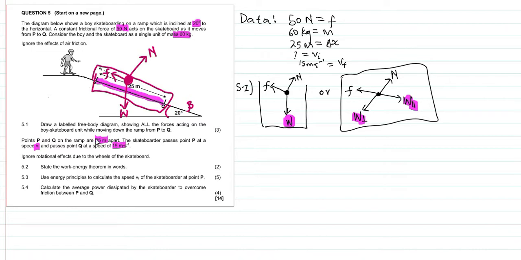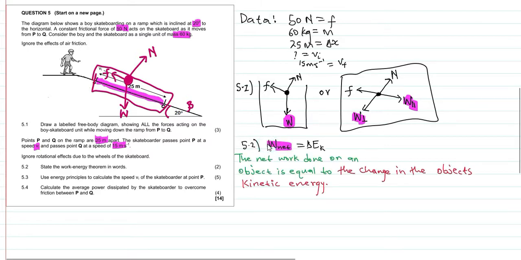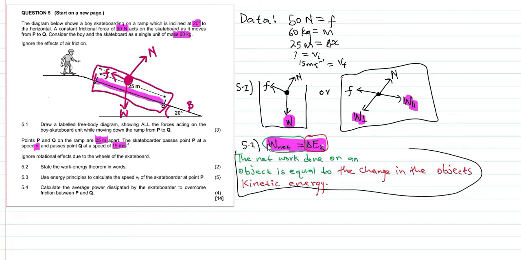Okay, 5.2. State the work energy theorem in words. To state the work energy theorem in words, we are going to use this formula. We just convert it into words. Now, the net work done on an object is equal to, that is this part here, the net work done on an object is equal to the change in the object's kinetic energy, this part. So the work energy theorem is going to be stated in this way.